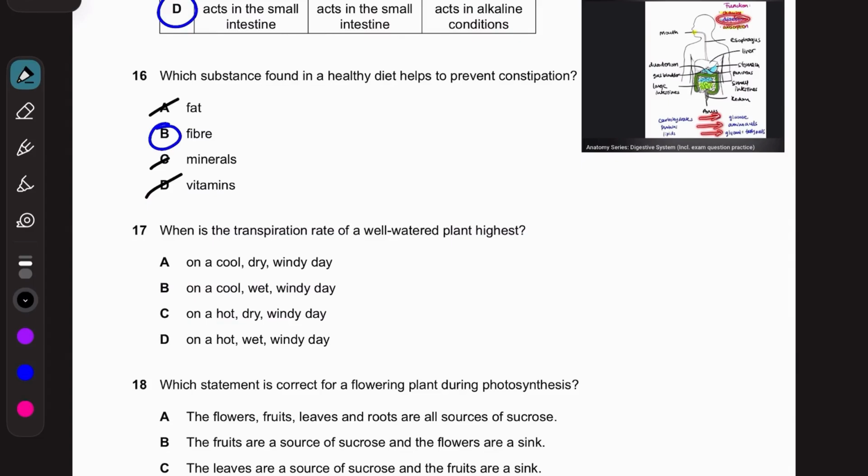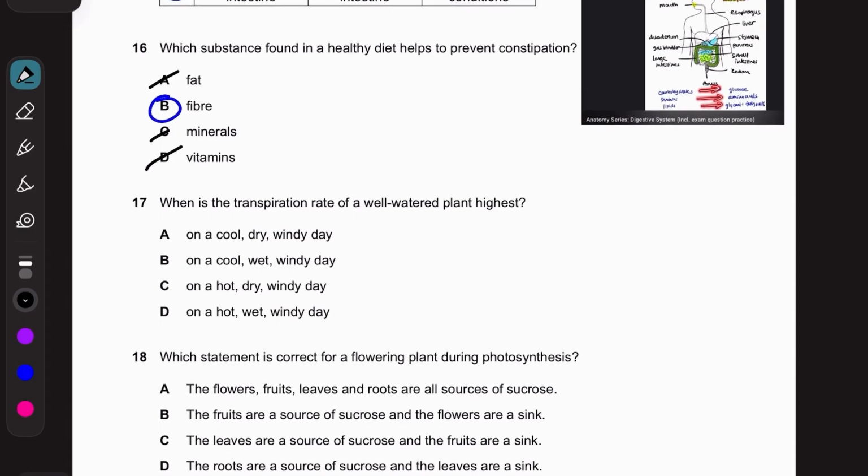Okay, 17. When is the transpiration rate of a well-watered plant highest? Okay, this is a great question.